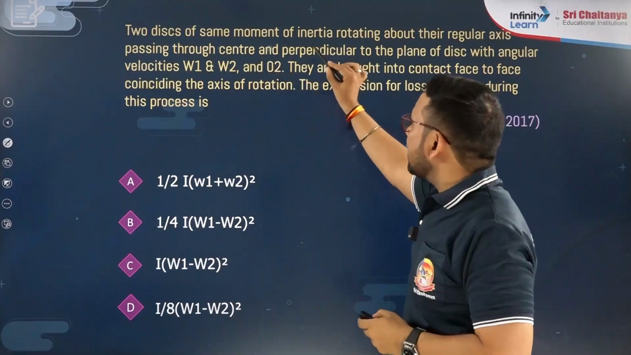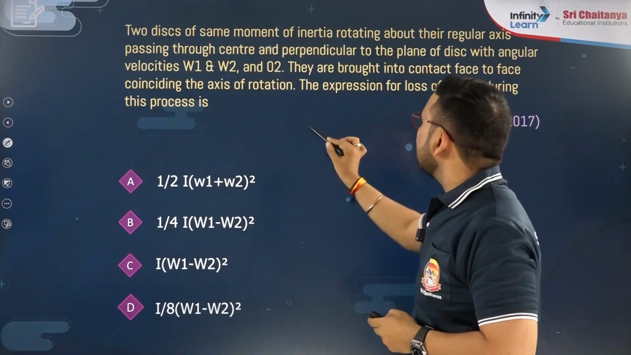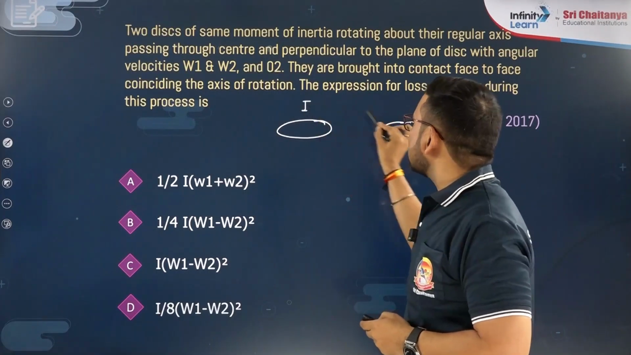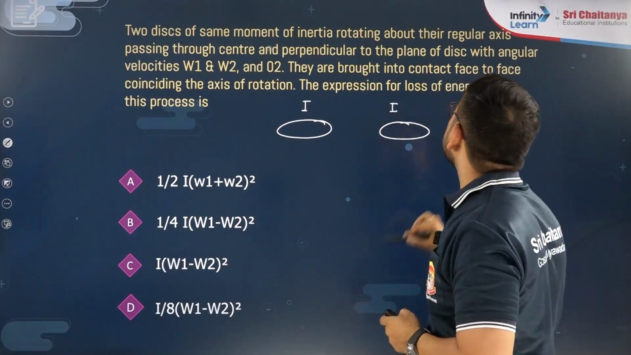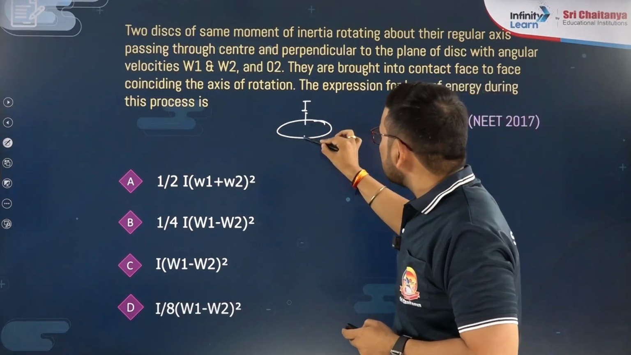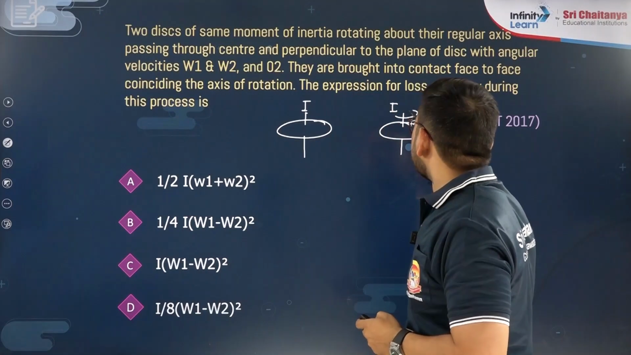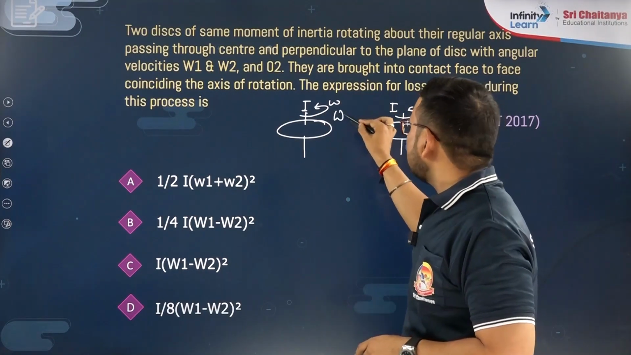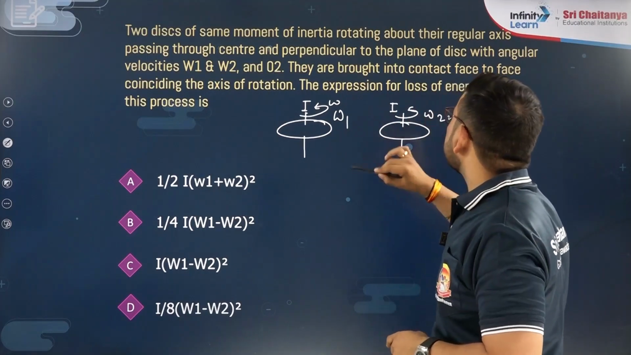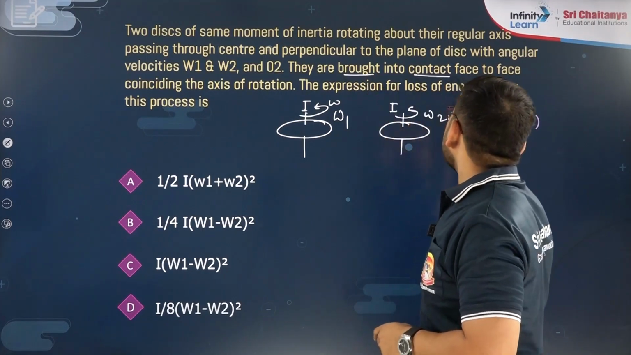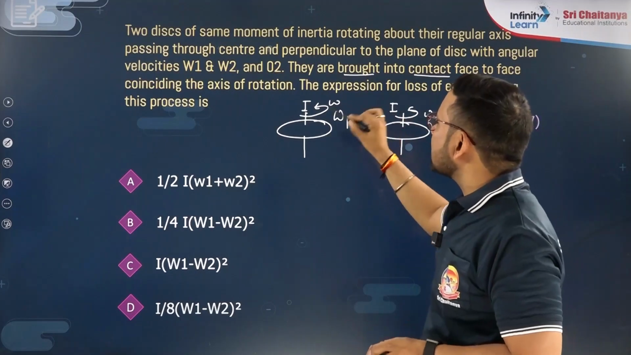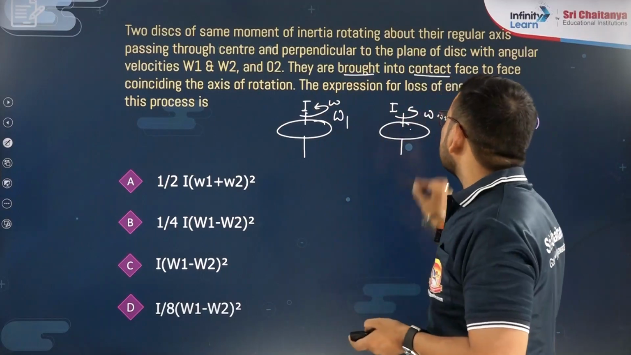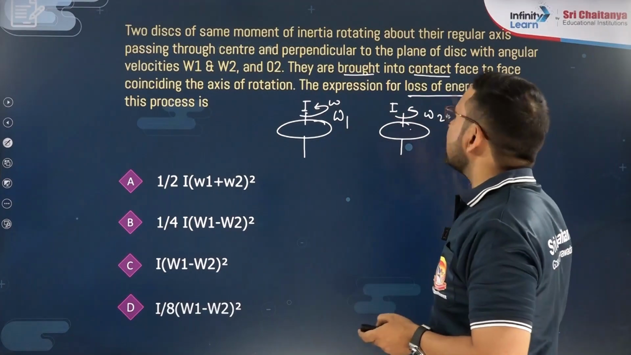Two disks of the same moment of inertia. So we have two disks in the question, and according to the given information, their moments of inertia are the same. They are rotating about their geometric axis, like this. Omega 1, omega 2 are the angular velocities. They are brought into contact face to face, coinciding the axis of rotation. Means this is put here and they are touching each other. The expression for loss of energy.